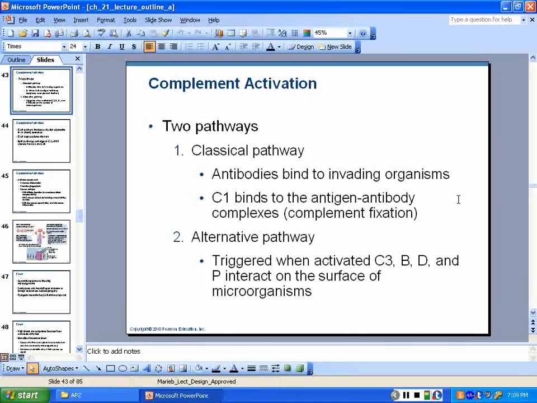All right. Well, if complement's inactive, that means that this isn't always happening, right? It has to be activated. So there's two pathways right here. There are two different ways that complement can be activated. And since we're doing non-specific, I'm going to focus on the second one first. The alternate pathway.